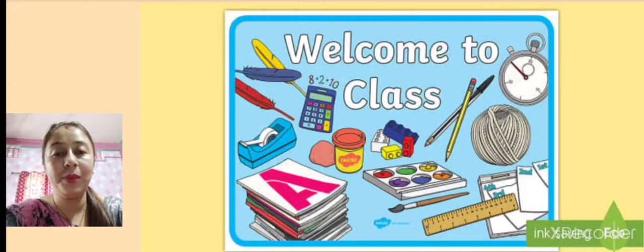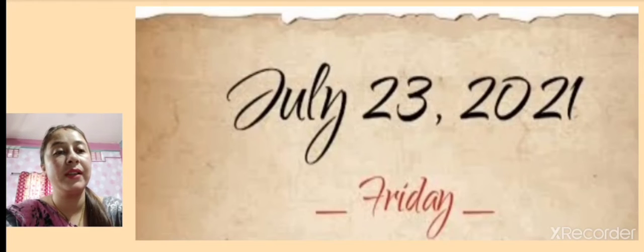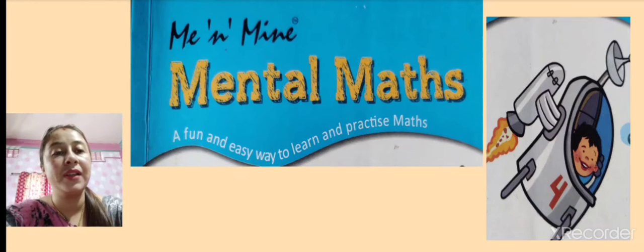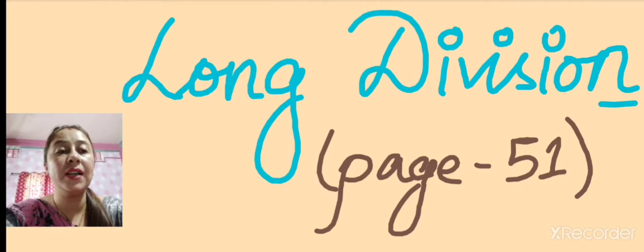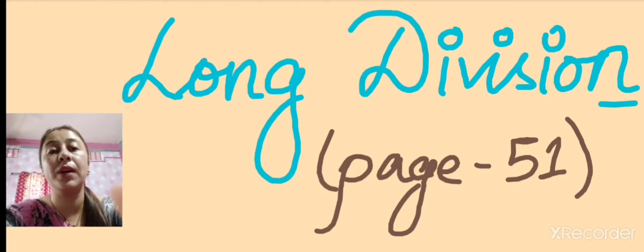So this is the second period for today. Today is 23rd of July 2021 and today is Friday. We are continuing with the same book, children, that is Mental Maths, and with division, unit 5. We have learned many things about division till now. We have done many sums. So in today's class we will do long division, that is on page number 51.